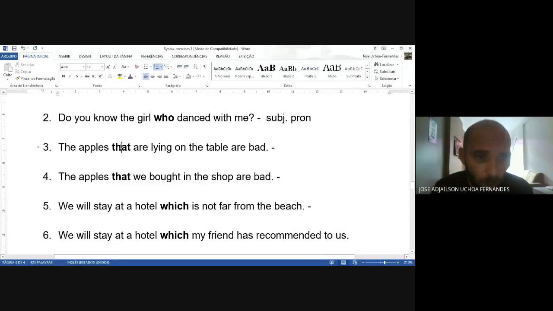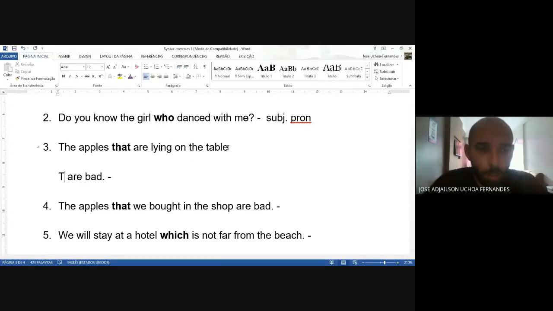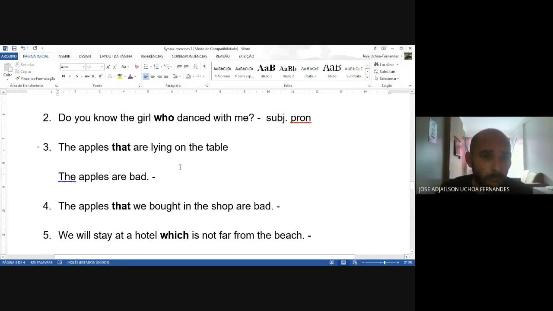We have that here. That is also a relative pronoun. Let's see the sentence here. The apples that are lying on the table are bad. So we have two pieces of information here. We have two clauses. The apples are lying on the table. This is number one. And the apples are bad. You see? It's one thing and the other. The apples that are lying on the table are bad. Now I want to know what does this that refer to?